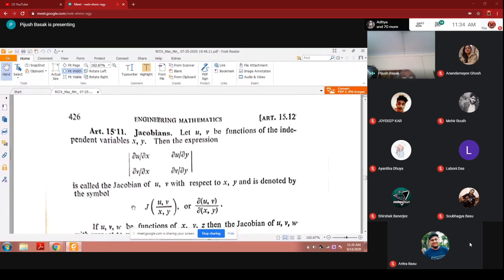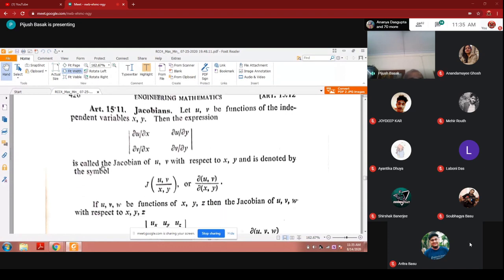So this set is very important. In case you forget, I am repeating: u and v are functions of the independent variables x and y. So the first row will be del u, and the first column will be x, so it will be del u del x, del v del x, and del u del y, del v del y. So this determinant is called the Jacobian. We can evaluate the determinant.